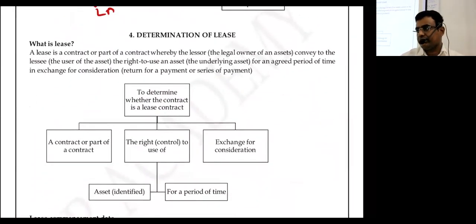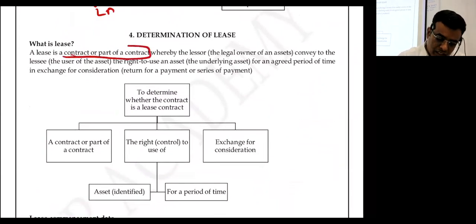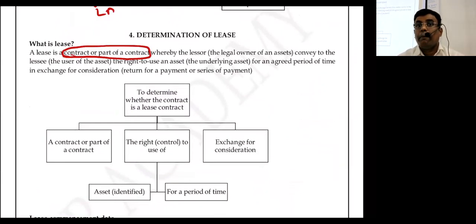Determination of lease. Very important. What is a lease? A lease is a contract or part of a contract, that's most important, whereby the lessor, the legal owner of an asset, conveys to the lessee.